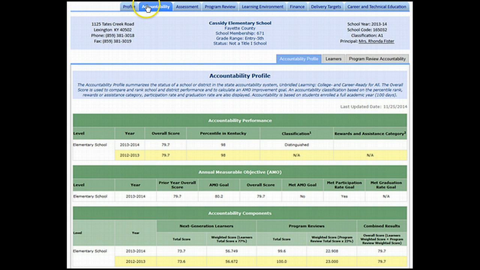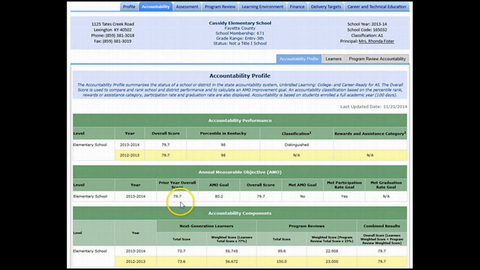Now, by clicking on the accountability tab above, then we go to the school's accountability profile. And here you see some of that basic information that we saw on the front page, but we also drill down a little bit deeper into the school's annual measurable objectives, called AMOs. And this is sort of a breakdown of various parts of the curriculum and testing, the performance measures that the students are supposed to reach, and whether or not the school met all of those goals.